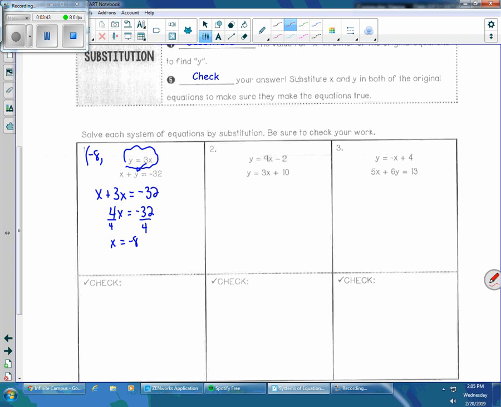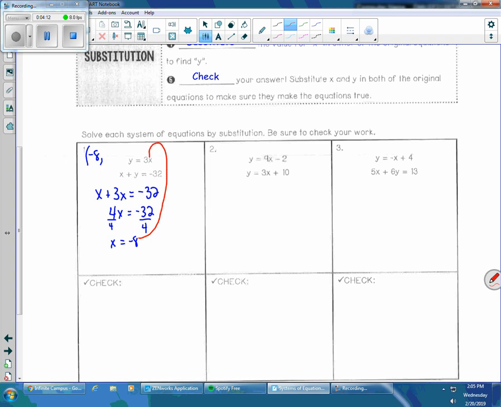So now that I know that x equals negative 8, I can take that value for x and substitute it into the equation to solve for y. Now, I can substitute it into either equation. It doesn't matter if I pick the top one or the bottom one. They're both equal in that I can get the answer for y from either one of them. The top one, however, is going to be easier to solve.